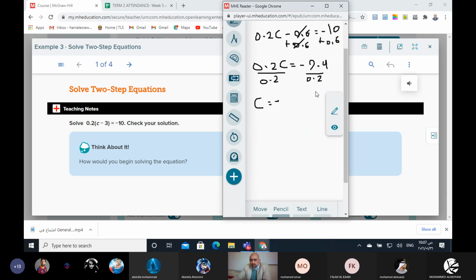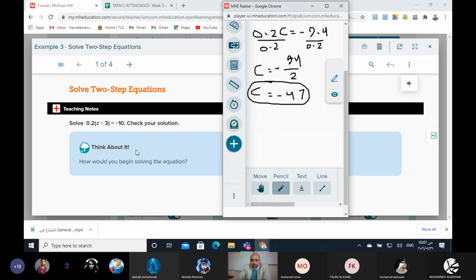As you know, when the divisor has a decimal, we cannot do the division. So what I do, try to remove the point. So multiply up and down here by 10. Multiply up by 10 will be 94, and multiply down by 10 will be 2. Now 94 divided by 2 will be 47. So the answer will be minus 47. So this is the solution.